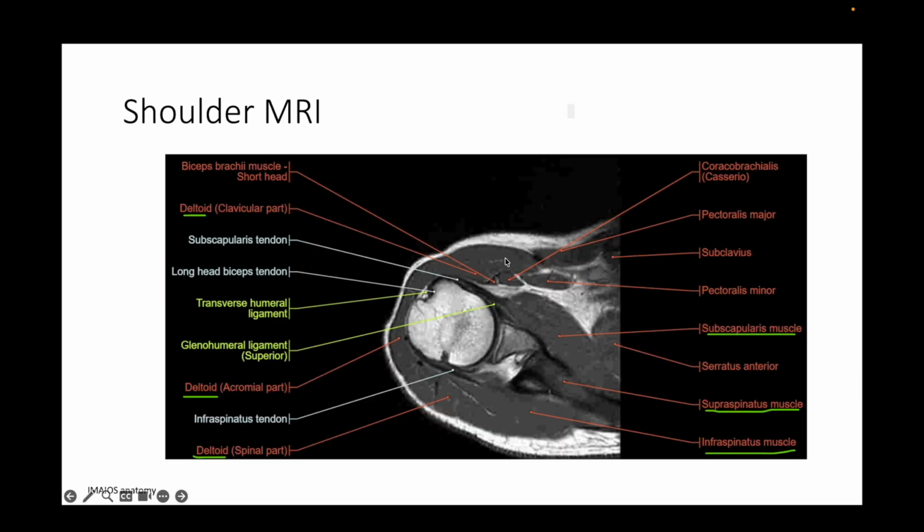This is a single image of the shoulder. This big muscle around the shoulder would be your deltoid muscle, and as you can see, there are several parts to it, which you won't need to know. Then you have your subscapularis muscle, your supraspinatus muscle, and your infraspinatus muscle, which we'll go through now on an MRI.